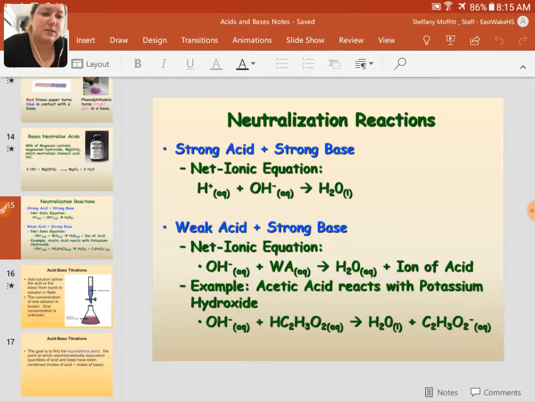Strong acids and strong bases, when they come together, the net ionic equation is just that H plus and hydroxide ions to form water. If we have a weak acid and a strong base, the net ionic equation contains the OH and the weak acid producing water and the anion of the acid. So for example, acetic acid reacts with potassium hydroxide. This is the net ionic equation. It does not contain the potassium anywhere in the equation, but it does contain that weak acid.